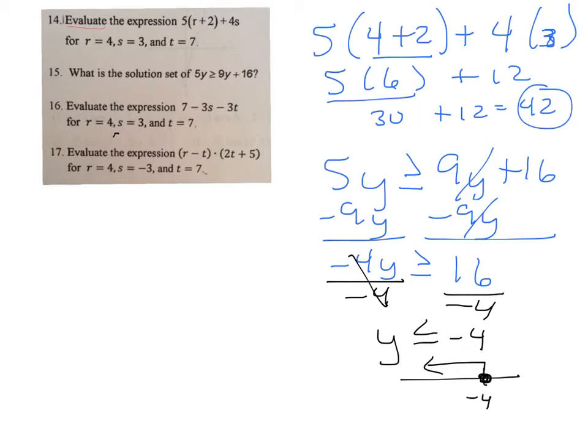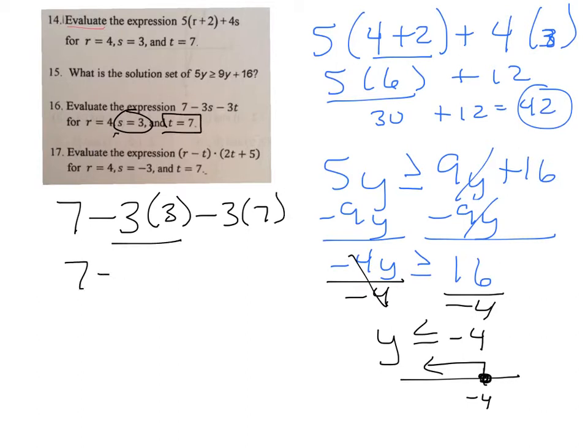All right, number 16 is another evaluate problem. I have 7 minus 3. Now, S in this case is 3, so I'm going to replace that with a 3. Minus 3, and then T in this case is 7. All right, I'm going to do this one first. So 7 minus 9. And then negative 3 times 7 is minus 21. And now I'm just going to combine them. 7 minus 9 is negative 2, because I'm going left to right. And negative 2 minus negative 21 is a negative 23. Okay?